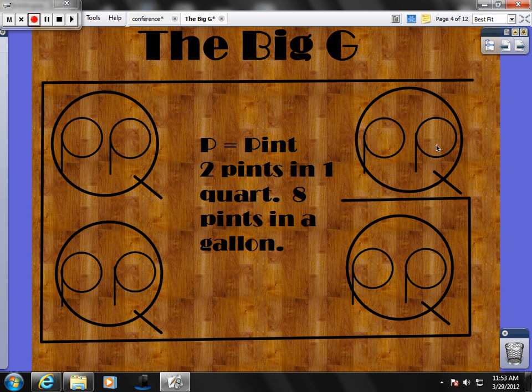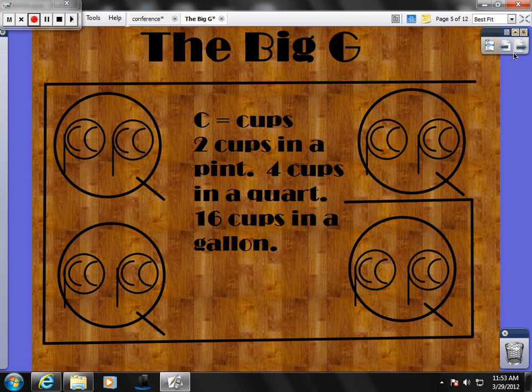And now inside each pint, there are 2 cups. So there are 2 cups in a pint. Every pint has 2 cups, and because there are 2 pints in each quart, that means there are 1, 2, 3, 4 cups inside that quart. And because there are 4 quarts in a gallon, there are 4 times 4, which is 16 cups in a gallon. And you can just count them. 2, 4, 6, 8, 10, 12, 14, 16. So you can just go ahead and count those.